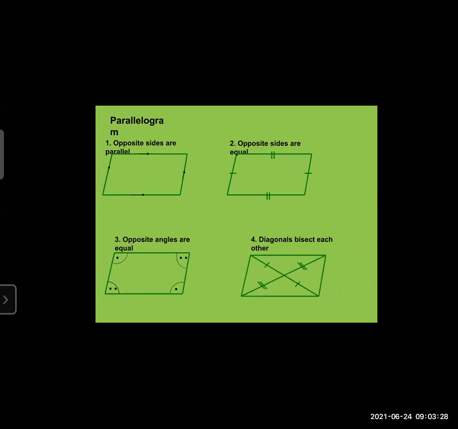Clear? So there are four properties: opposite sides parallel, opposite sides are equal, opposite angles are equal, and diagonals bisect each other. Next one is the rhombus. So in a rhombus, opposite sides are parallel. Yes, opposite sides are parallel. All sides are equal. See, in the square, all sides are equal and parallel.